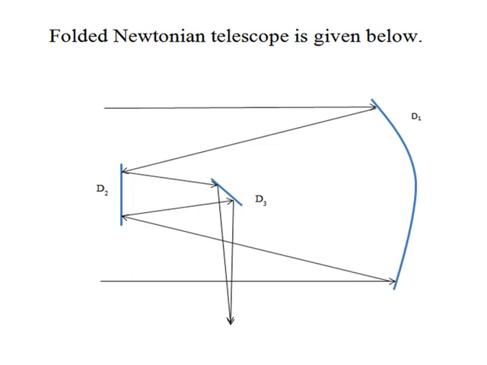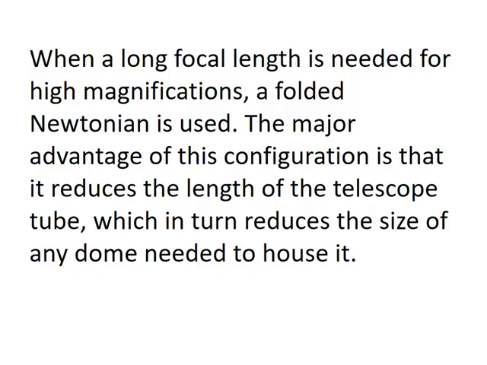Here you can see the folded Newtonian telescope design. Here D1 is a concave mirror, D2 and D3 are flat mirrors. We can see the final image at the bottom of the picture at the focal point. Using flat mirrors, we can reduce the length of the telescope tube, which in turn reduces the size of any dome needed to house it.